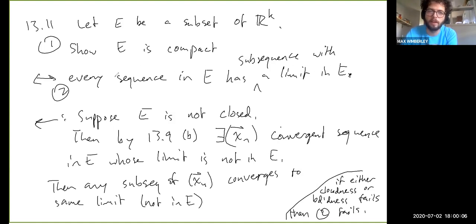What that means is that if 2 is true, then the original set has to be both closed and bounded, right? So that means it has to be compact, or sorry, yeah, that's what we wanted to do. We're trying to show 2 implies 1. So what I showed is that if 1 is false, then 2 is false. That's the contrapositive.